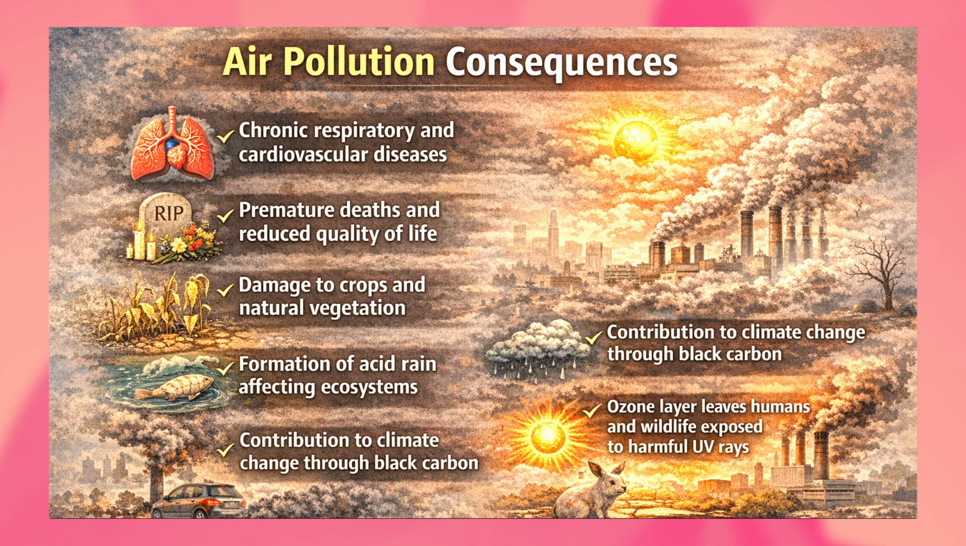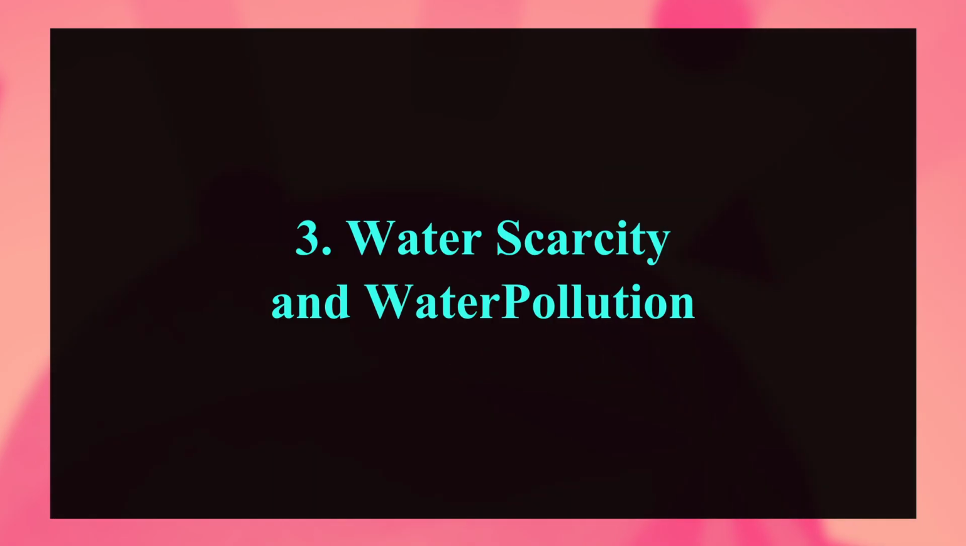Now the consequences: chronic respiratory and cardiovascular diseases, premature deaths and reduced quality of life, damaged crops and natural vegetation, formation of acid rain affecting ecosystem, contribution to climate change through black carbon. Ozone layer depletion leaves humans and wildlife exposed to harmful UV rays. Now the third important issue is water scarcity and water pollution.